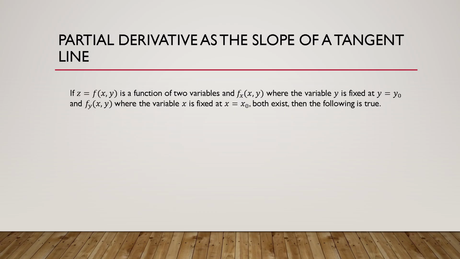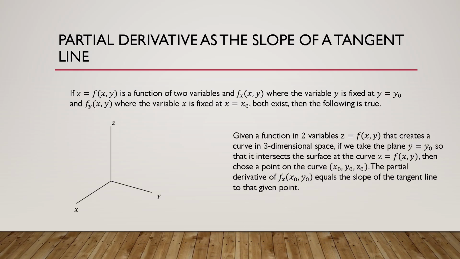If z equals f(x,y) is a function of two variables, and the partial derivative of f with respect to x, where the variable y is fixed at y equals y sub 0, and the partial derivative of f with respect to y, where the variable x is fixed at x equals x sub 0, both exist, then the following is true.